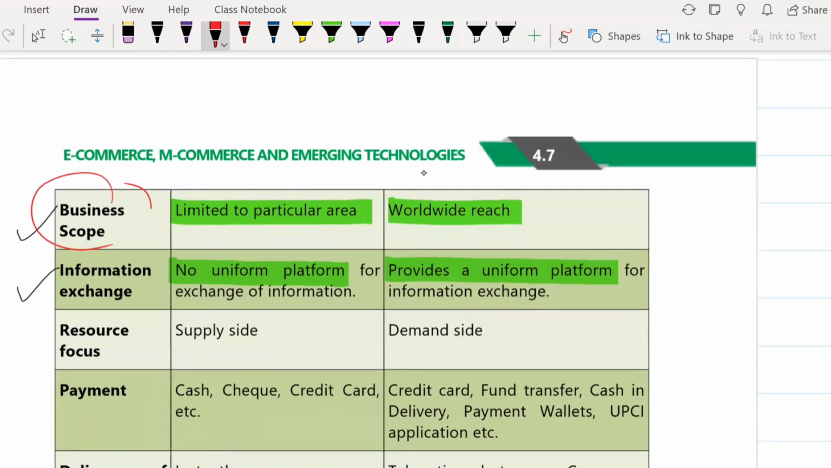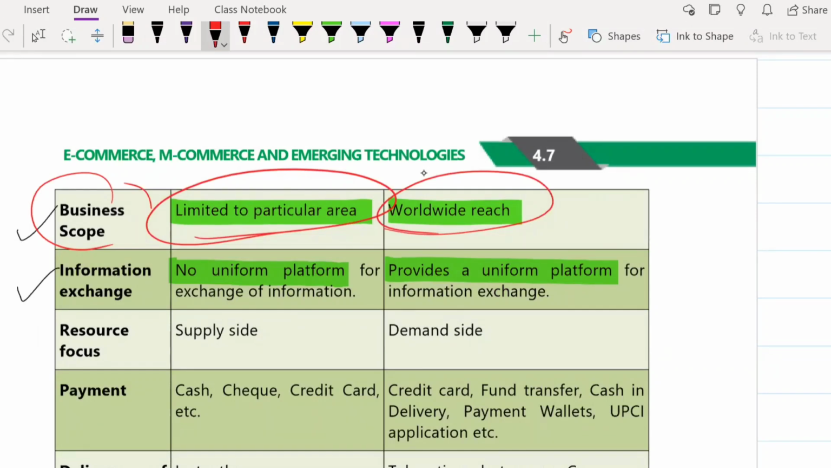Next is business scope. Since a shop is located in a particular area, it will only be able to sell products to the customers located in that area. So it is limited to a particular area. Whereas if it is online, you can have a worldwide reach.